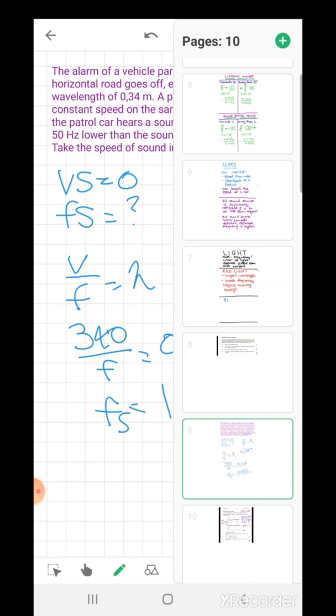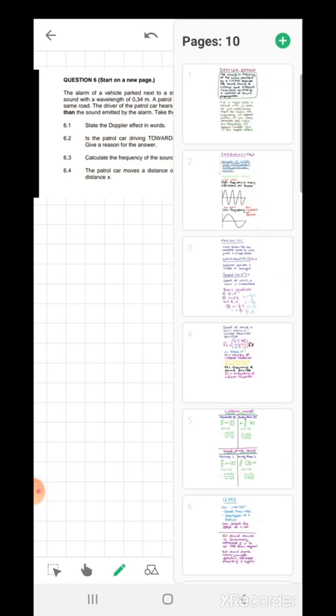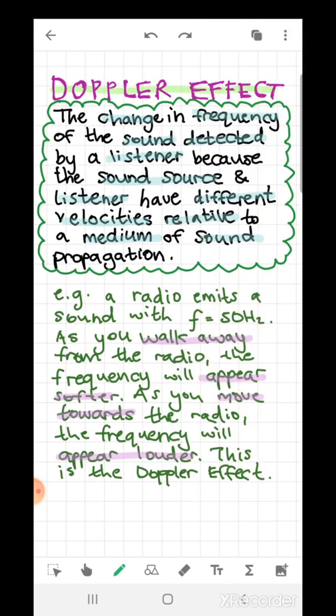Then, oh, and they also asked, I forgot to mention, they also asked to state the Doppler effect in words. And that you take straight from your exam guideline, and it is the change in frequency of the sound detected by a listener because the sound source and listener have different velocities relative to a medium of sound propagation.